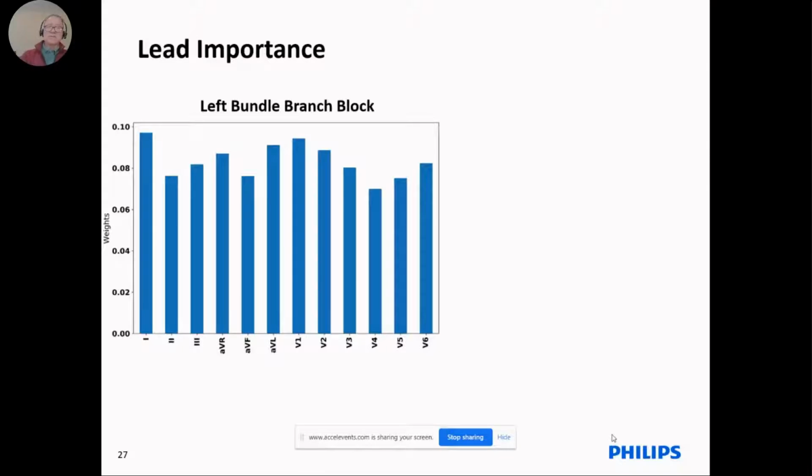And here we see results. Here's one example, left bundle branch block. A simple example to start where we really know what to expect for the leads that would be important for calling left bundle branch block. So you could see lead 1 is important, aVL, V1, V2, and V6. So those are the leads that we're taught to use to look for left bundle branch block.